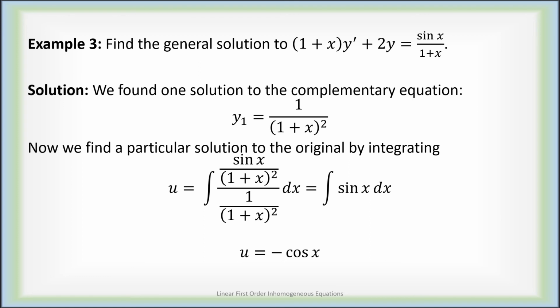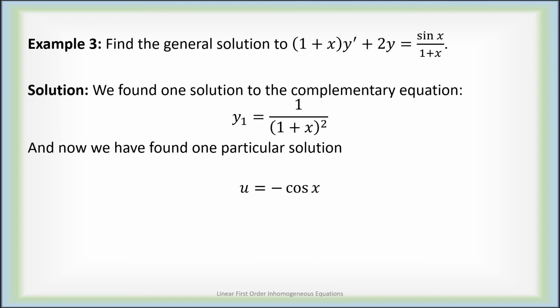Well, that's just minus cosine of x plus an arbitrary constant, which we are going to take to be 0. Which means we've actually found a single particular solution to the inhomogeneous differential equation. Having found u equals minus cos x, our particular solution is just u times y1. So negative cos x over (1 plus x) squared is one particular solution to the original inhomogeneous differential equation as given here.